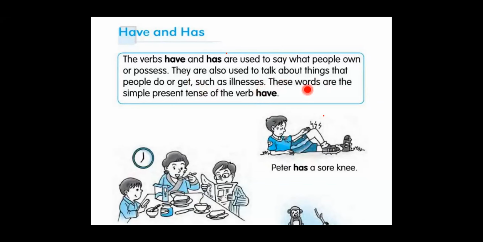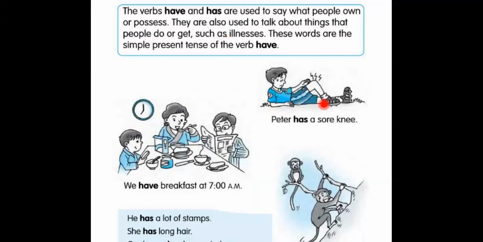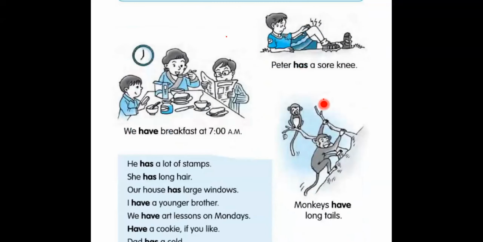They are also used to talk about things people do or get, such as illnesses. So for what some people do, we also use have and has. And for telling about illnesses also, she has fever. So has over here. To talk about illnesses or fever or anything, we also use have and has. These words are the simple present tense of the verb have. So have and has are helping verbs, which are auxiliary verbs.